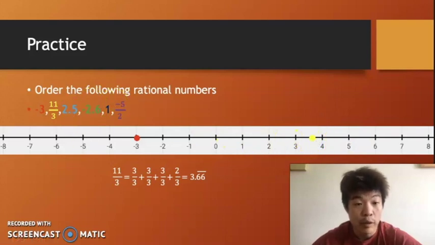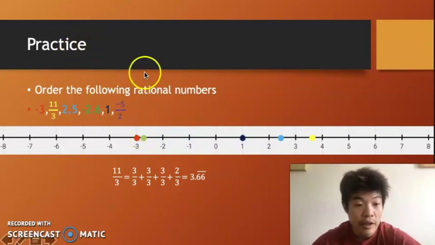Next, we have 2.5, which is already in decimal form, so we put that on the number line here. Then we have -2.6, which is also already in decimal form, so we can place that over here. And we have 1, which is also in decimal form.